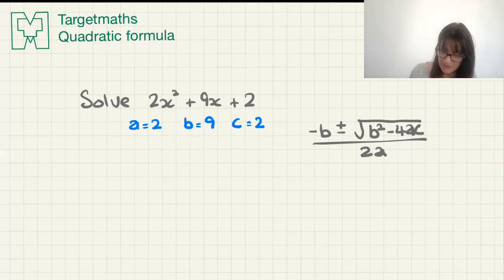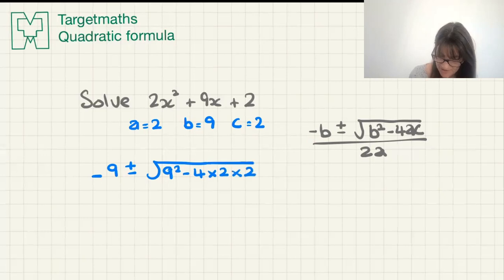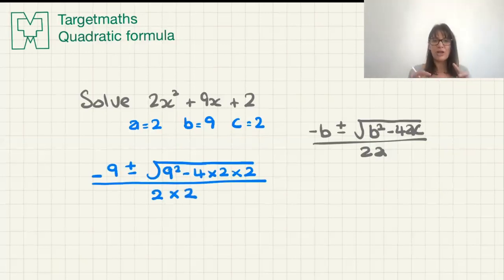So in my formula, the very first thing I've got is a minus, so I am going to write minus. The B is 9. I've then got plus or minus. I then start my square root. I've got b squared, that's going to become 9 squared, minus 4 times whatever a is, which is 2, times whatever c is, which is 2. And I'll just extend that. And then underneath, I've got 2 times a, which is 2, so I've got 2 times 2. So what I've done is literally replaced all those letters with the numbers from my quadratic.